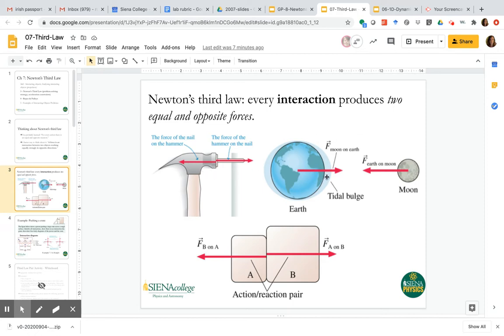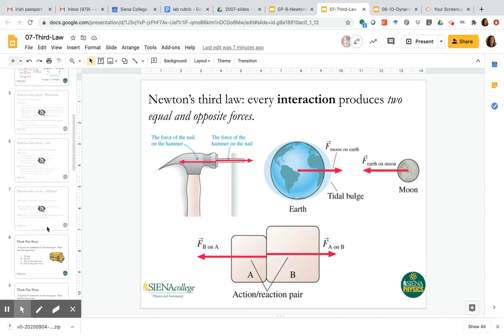Here's an example of gravitational interaction. The moon and the Earth exert a gravitational force on each other, and that's actually what's keeping the moon in orbit. So the Earth pulls on the moon, and the moon pulls on the Earth with an equal and opposite force. Down at the bottom are two boxes showing a contact interaction. If they're pushed together, it doesn't matter the direction or whether they're accelerating or not, the force that B exerts on A is equal and opposite to the force that A exerts on B.